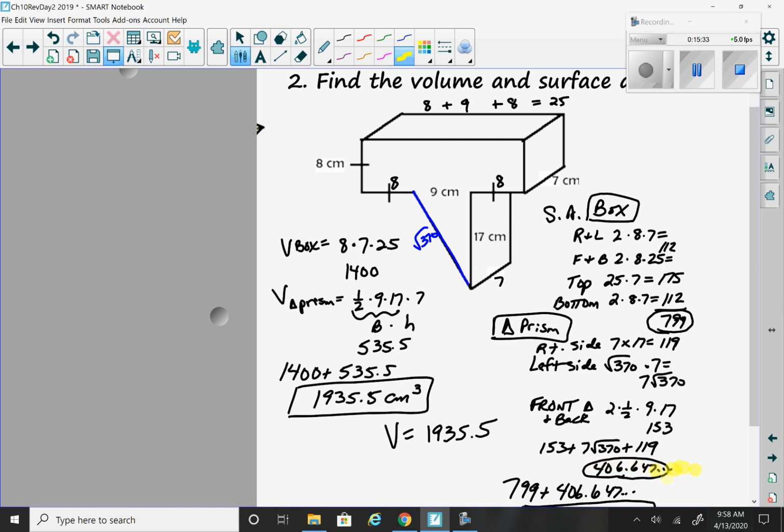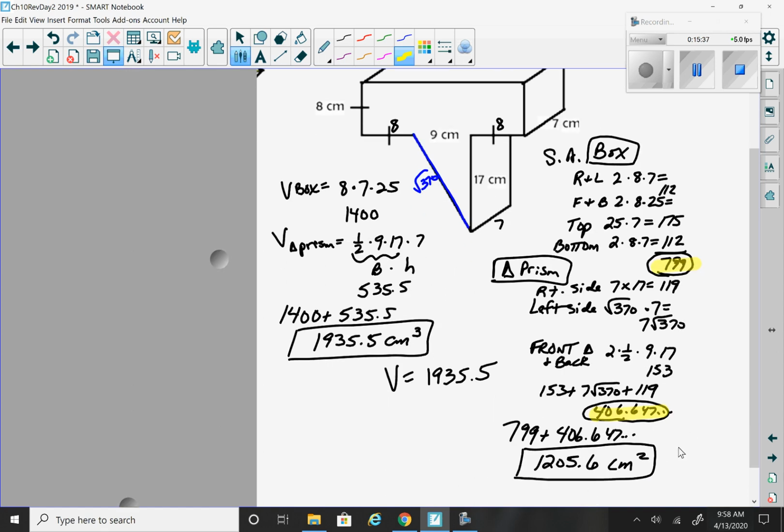When I add together the surface area of the box and the triangular prism, I should have a total surface area of 1205.6. So again, surface area is definitely more challenging, I think, in most situations or most problems.